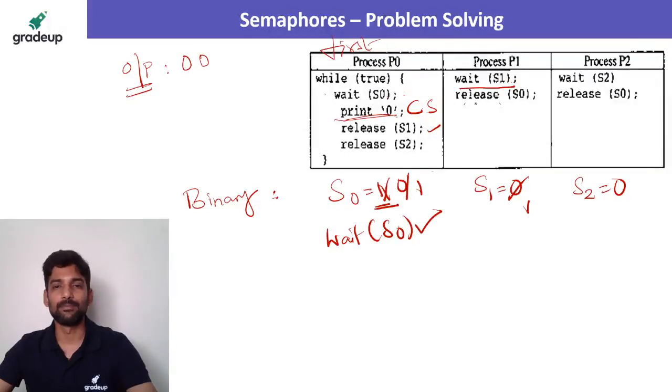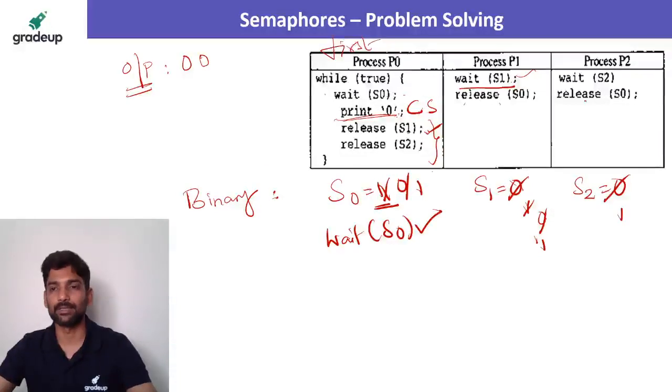Now assume that after wait of S0, release of S1 happened, and release of S2 happened. Release of S1 means S1 value became 0 to 1 again. Initially it was 0, release of S1 made it 1, wait of S1 made it 0 again, and now release of S1 made it 1. Now release of S2 made it 1.